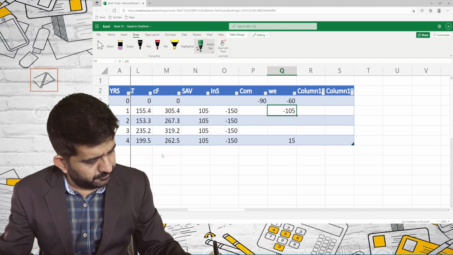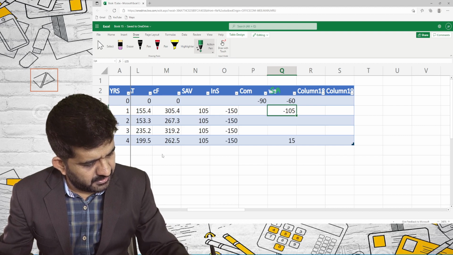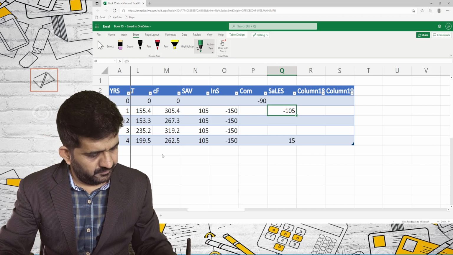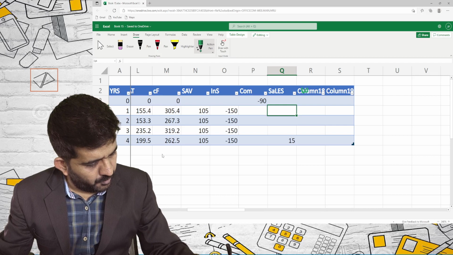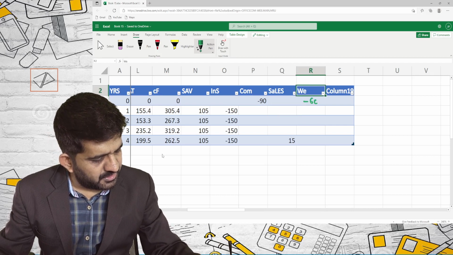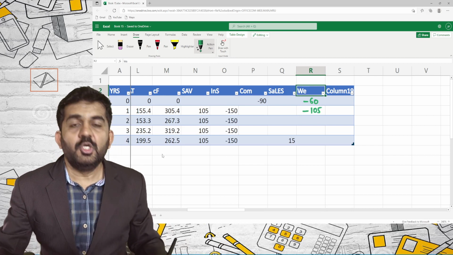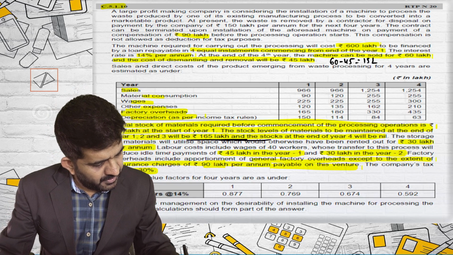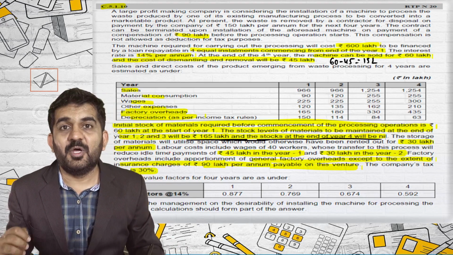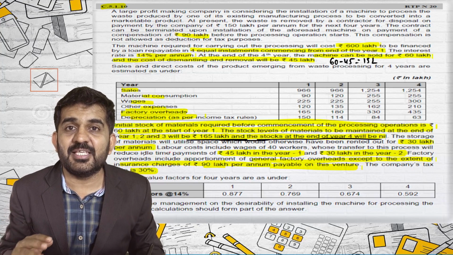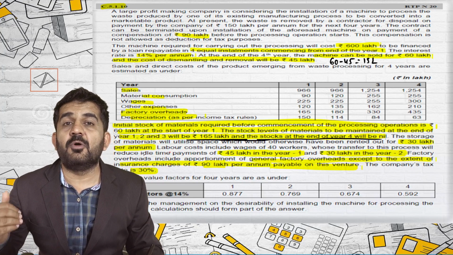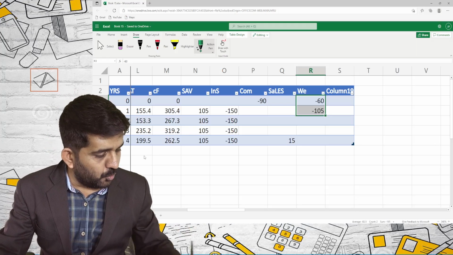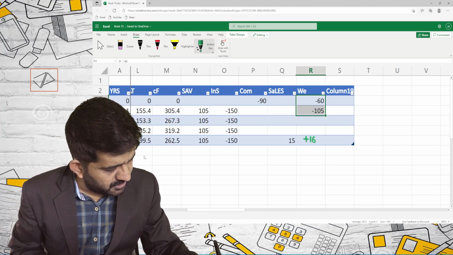This I have written in the sales column. This was sales, right? So this is working capital, minus 60 minus 105. So up till the end of first year, you have invested totally 165, which was required, and the stock at the end of the fourth year will be nil. What does it mean? Working capital is a cash outflow at the end of 0 year and at the end of first year, and it will become a cash inflow when you close your business. When you are closing your business at the end of fourth year, ultimately it will be a cash inflow and the total amount will be recovered. This is plus 165.